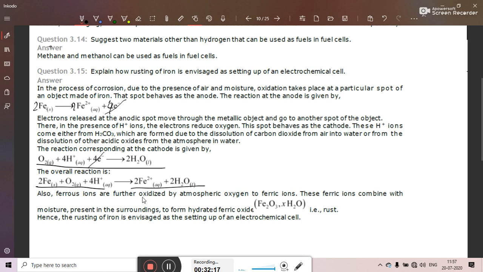Also, ferrous ions are further oxidized by atmospheric oxygen to ferric ions. These ferric ions combine with moisture present in the surroundings to form hydrated ferric oxide, that is Fe2O3.xH2O, and this is the formula of rust. Hence the rusting of iron is envisaged as the setting up of an electrochemical cell. So here oxidation and reduction reactions take place, that's why it is a redox reaction, and so it is a setting up of an electrochemical cell.